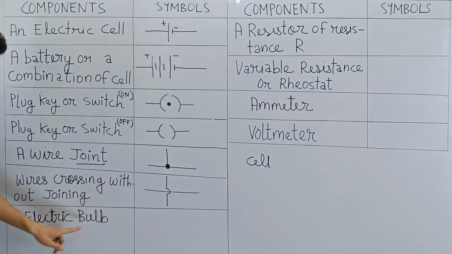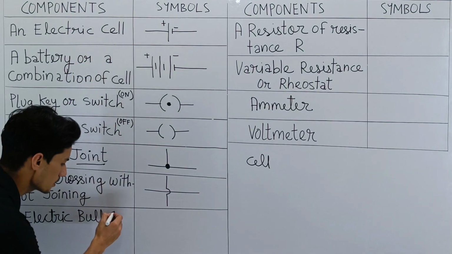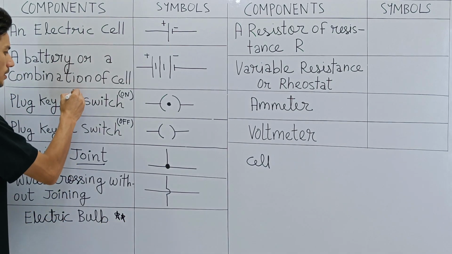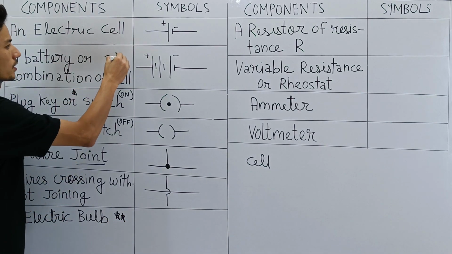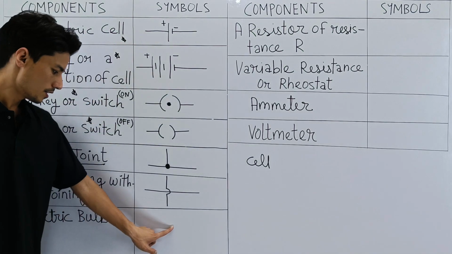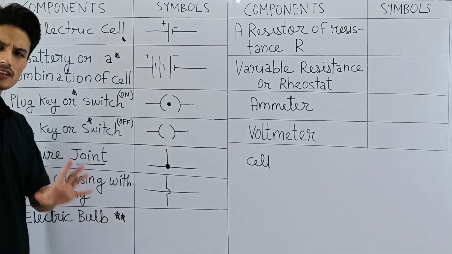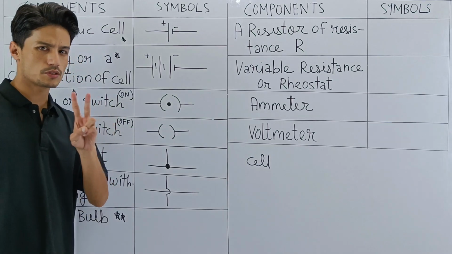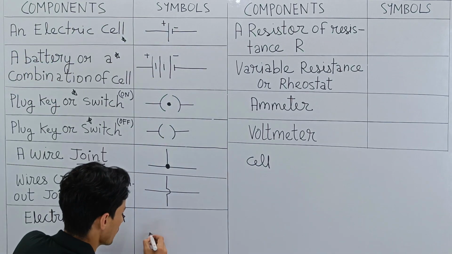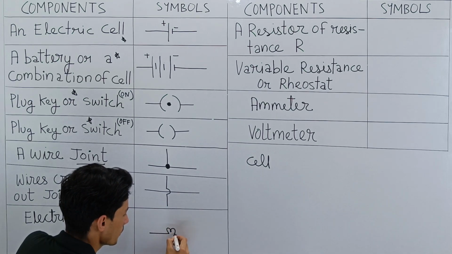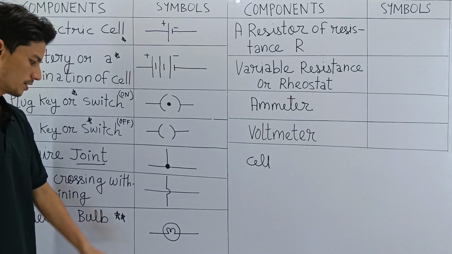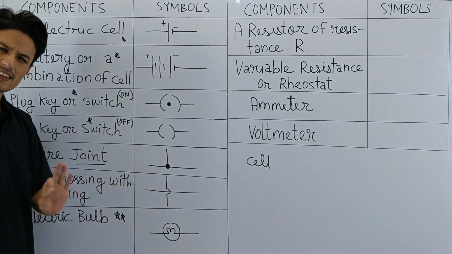Next one, electric bulb. This is a very important component. An electric bulb, how will you draw? Very simple. There are two diagrams given in your textbook. We will draw the simplest one, which is just draw like this, and then draw like this. And if you want to put it, do this one. Finish. This is a bulb. It's very simple, isn't it?